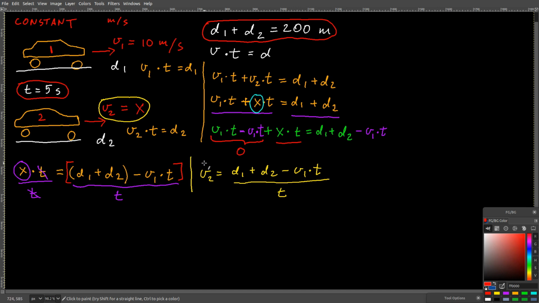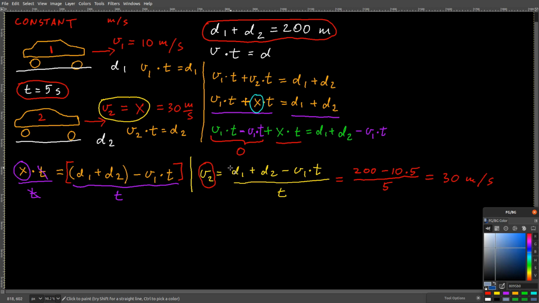And thus, you will have v2 equals (200 minus 10 times 5), and all that divided by 5. That will give you v2 equals 30 meters per second. There you go. We now know that the velocity of the second car is 30 meters per second.